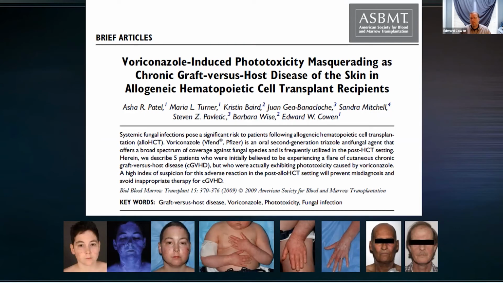We have actually seen a number of patients who were sent for flaring skin GvHD, and they were actually developing phototoxicity. And this is a reaction from medications. One of those medications that commonly does this is called voriconazole. And this is a photosensitizing drug that's used as an antifungal agent. And so not all rashes that develop in the post-transplant period are necessarily GvHD, and another reason to protect yourself from the sun.